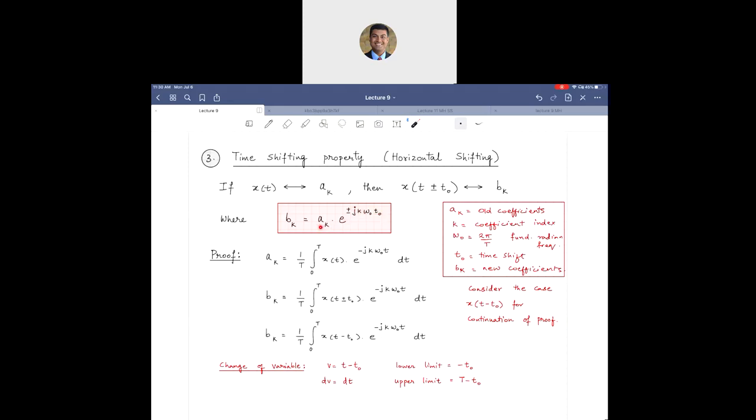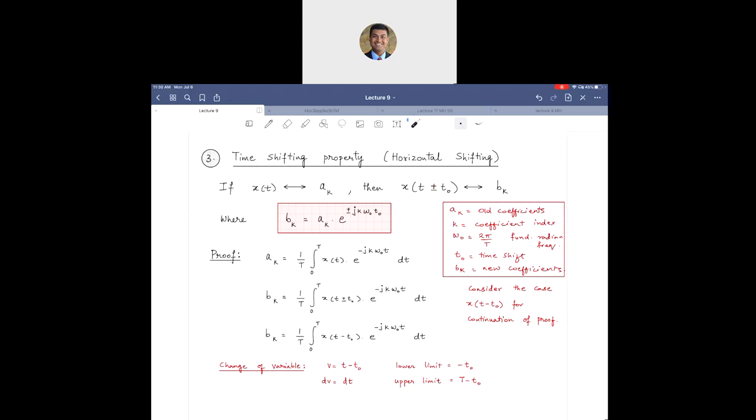K is the index, a sub k are the old coefficients, omega naught is 2 pi divided by T, the fundamental radian frequency, and t naught is the time shift value. It could go either way, could be a delay, could be an advance. B sub k are the new coefficients of the horizontally shifted signal, x of t plus or minus t naught.